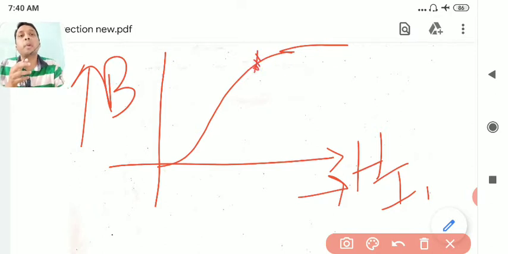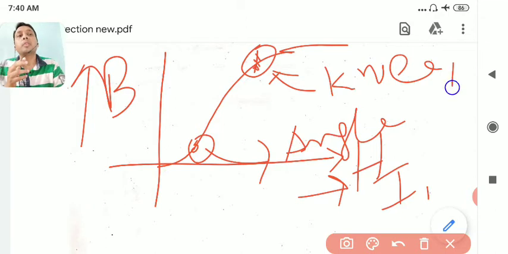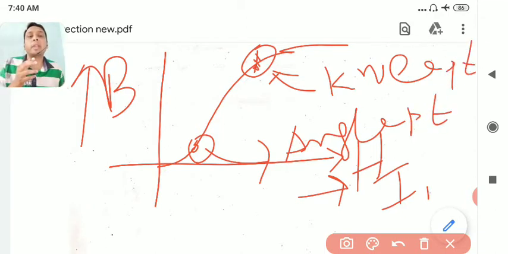These two points have specific names in the BH curve. This is known as the knee point. You can think of it as your leg. This is your knee point, and this is your ankle point, because here is your foot. So these are two different points specifically named in the BH curve: this is the knee point, and this is the ankle point.